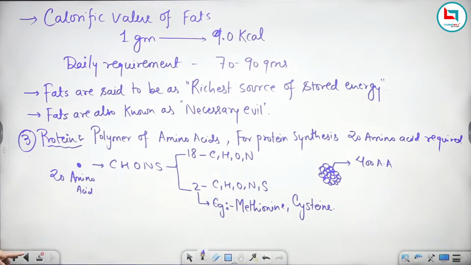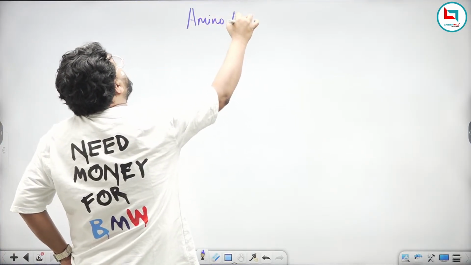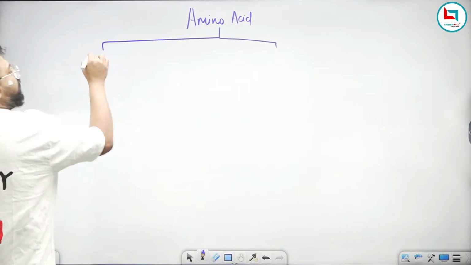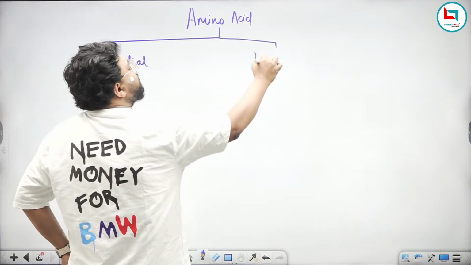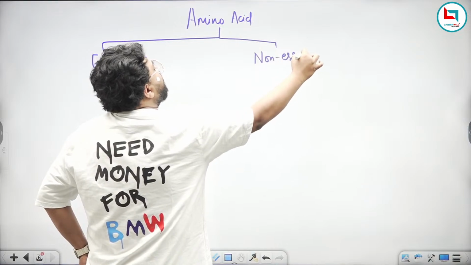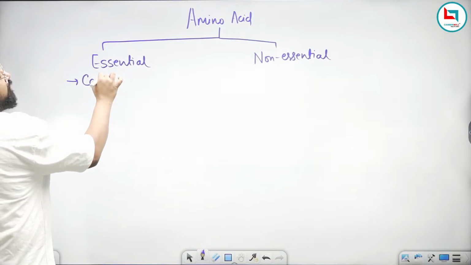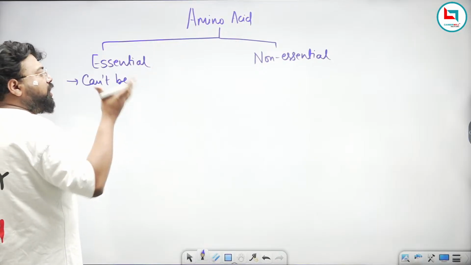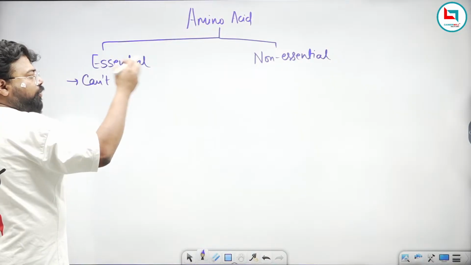Next thing is, these amino acids are also classified into 2 different categories. One is essential, which cannot be synthesized by our body, and one is non-essential, which can be synthesized by our body. Since essential ones cannot be synthesized, we eat chicken, mutton, tofu, paneer, soya bean, groundnut, pulses. So these are basically dietary amino acids. We have to take them from our daily diet.